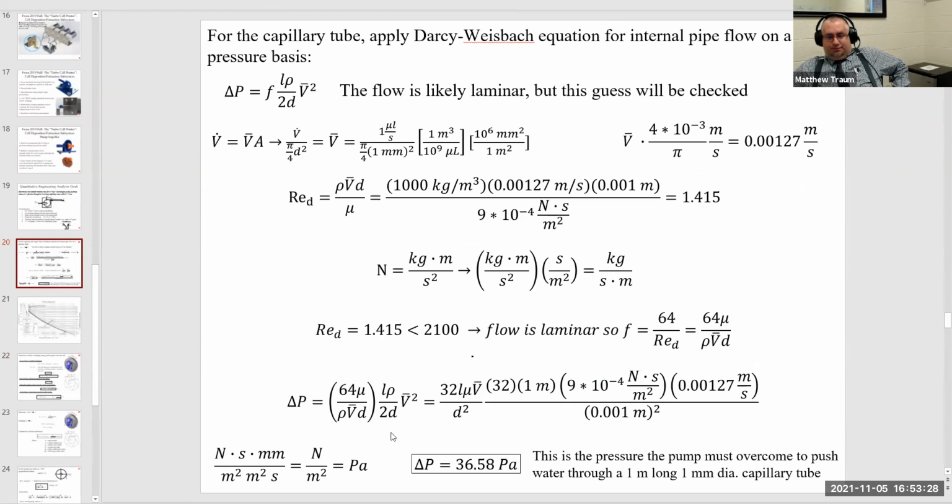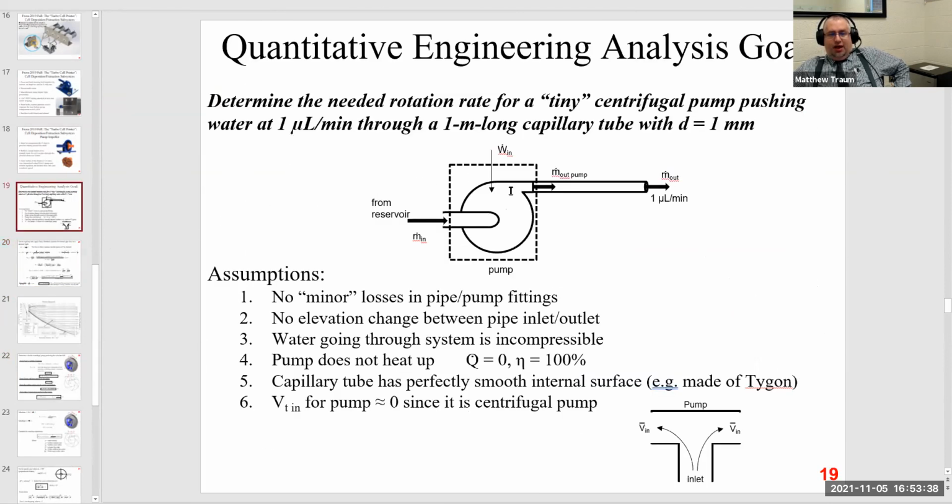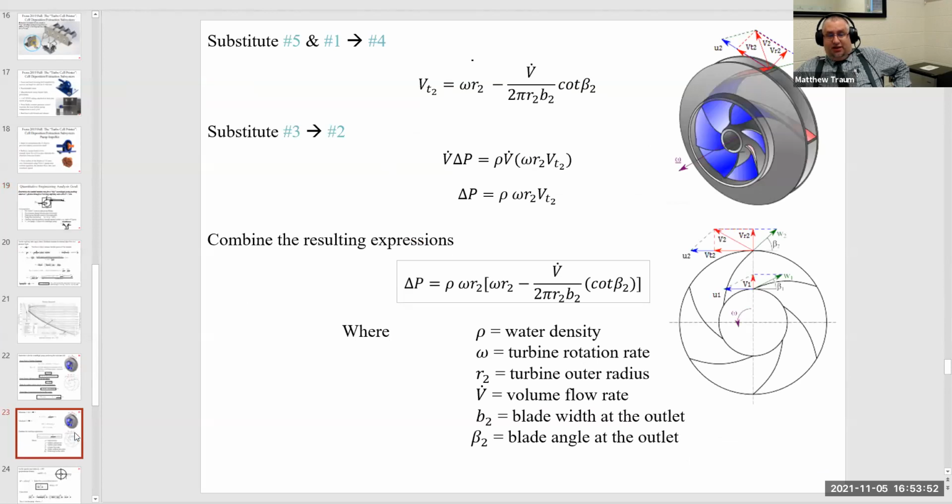They plugged that value in, and out popped a pressure of 36.58 pascals. That's now the pressure required to overcome the pressure loss in this 1 meter long tube, 1 millimeter in diameter, with 1 microliter per minute of liquid water running through it. So that was a pretty good start to give us just a sense of the insanity of how big this number is.